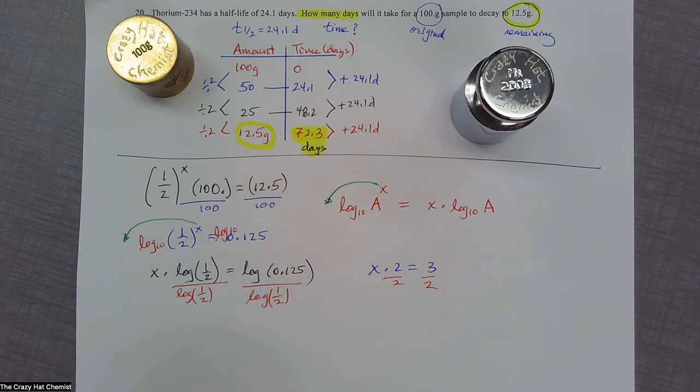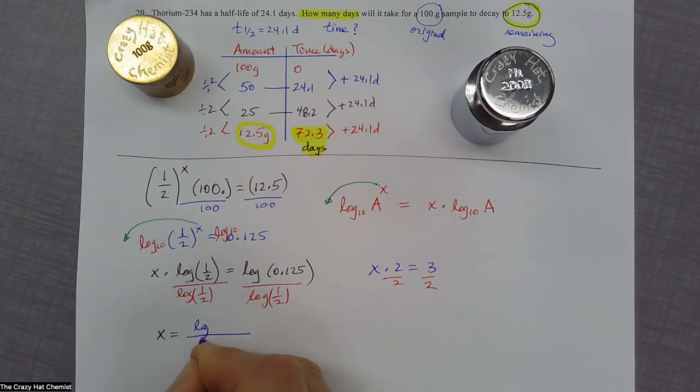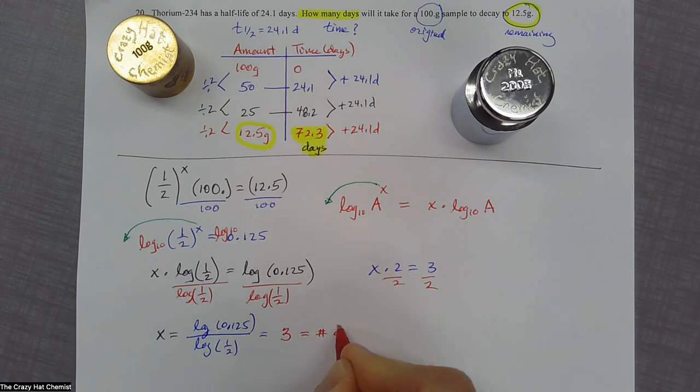Then what we're going to get is X is equal to, I'll write this in blue, log of 0.125 divided by log of 1/2. We're going to plug this into our calculator, log of 0.125 divided by log of 1/2. Okay, and you're going to get 3.